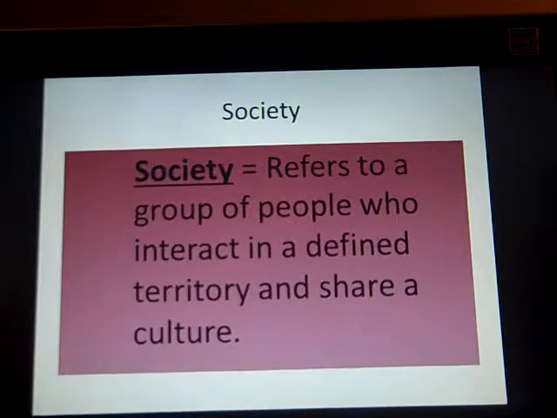Now, a society, as we talked about earlier, refers to a group of people who interact in a defined territory and share a culture.